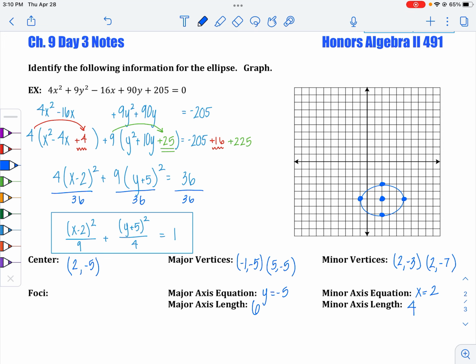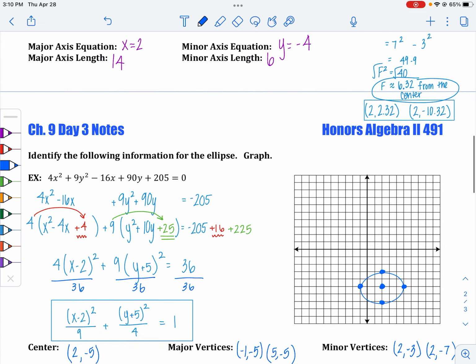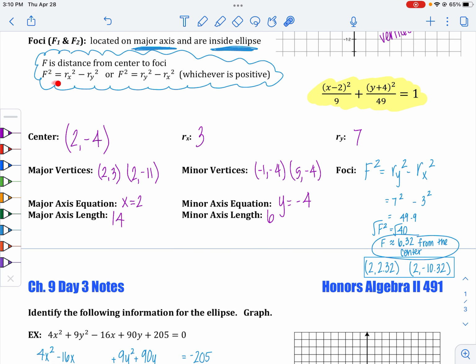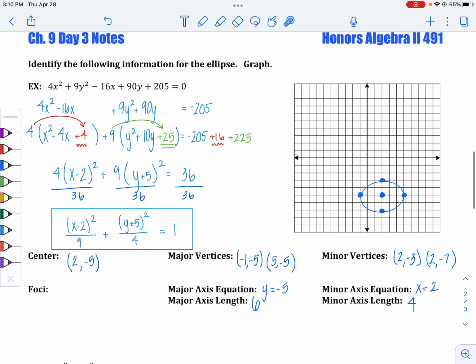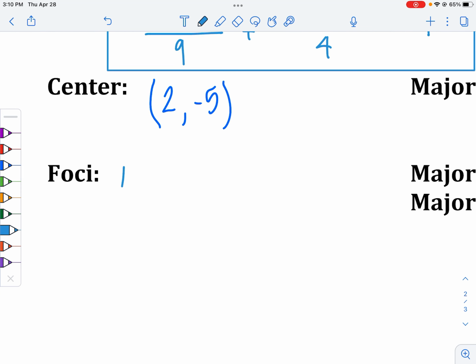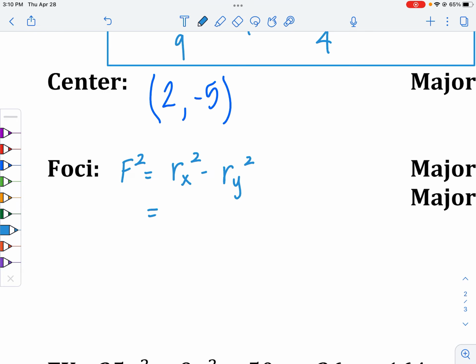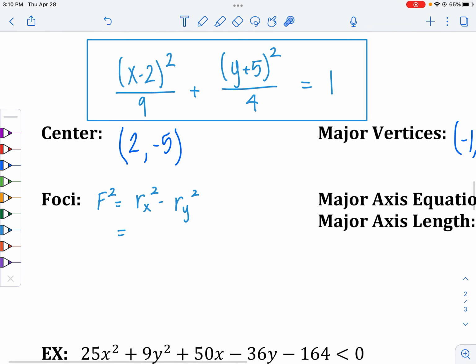Now the foci, we have an equation for the foci, and it has to be from above, whichever is positive. So looking at this case, we have to see: is rx greater or ry greater? Well, in this case, the rx is 3, ry is 2, so rx is bigger. So the formula we're going to use is rx squared minus ry squared. These can be found from the bottom of our equation or in our graph. So when we do the math, it should be 3 squared minus that distance squared. So the foci squared is 5.